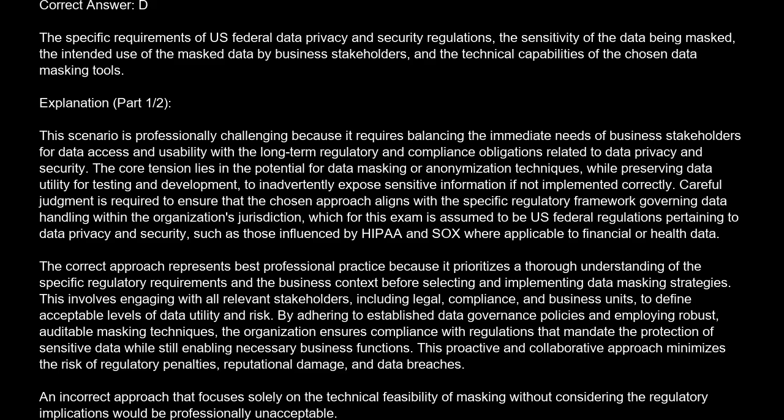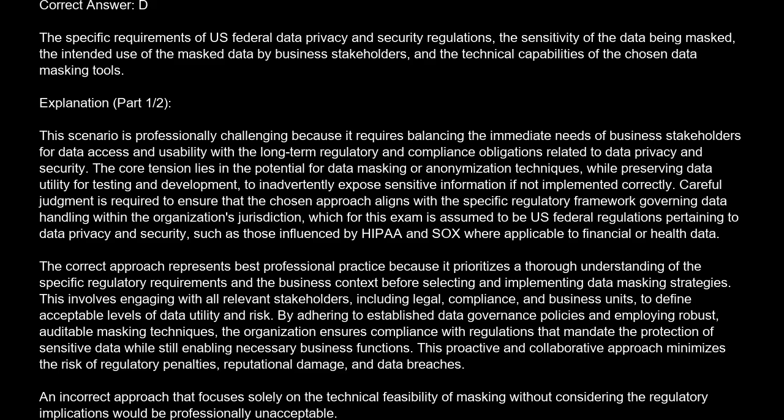Careful judgment is required to ensure that the chosen approach aligns with the specific regulatory framework governing data handling within the organization's jurisdiction, which for this exam is assumed to be U.S. federal regulations pertaining to data privacy and security, such as those influenced by HIPAA and SOX, where applicable to financial or health data. The correct approach represents best professional practice because it prioritizes a thorough understanding of the specific regulatory requirements and the business context before selecting and implementing data masking strategies.